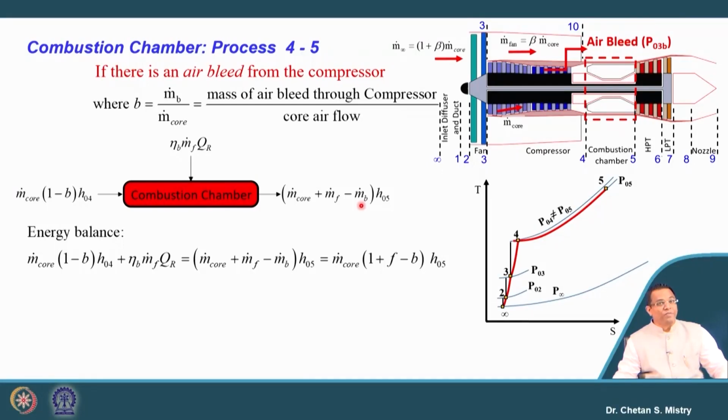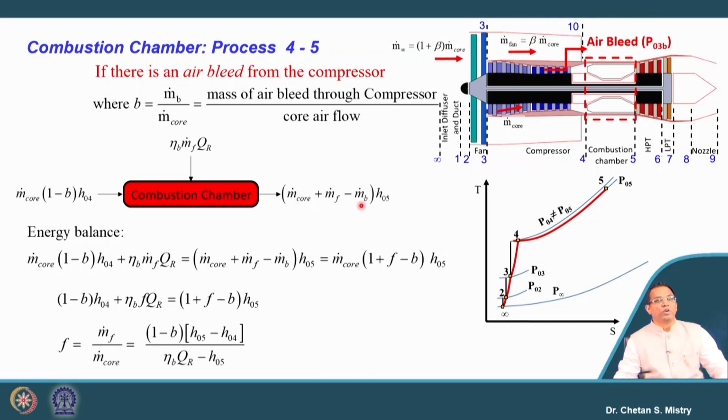So, carefully read the instruction given, whether it is given with the bleed or non-bleed. If it is not given in terms of any bleeding, please do not assume any number for this bleed air. Here, if we do our energy balance and compare your equation, you will have a change in the formula for the fuel air ratio, in terms of multiplication by 1 minus B.